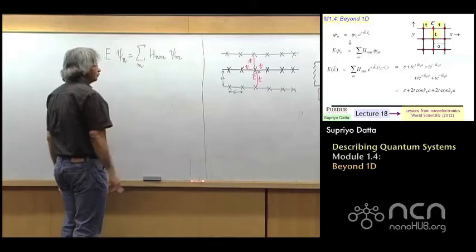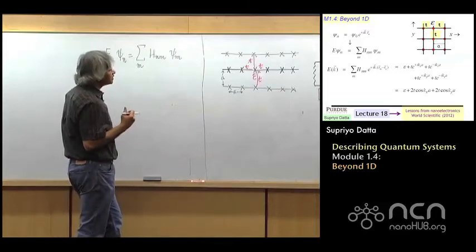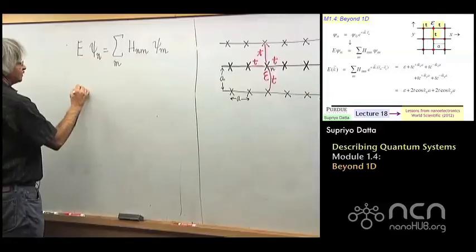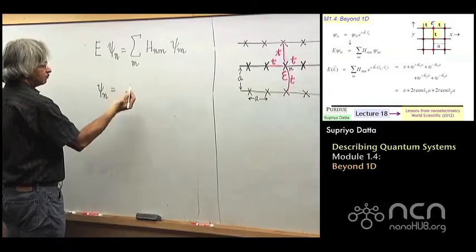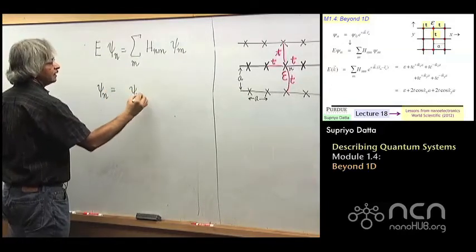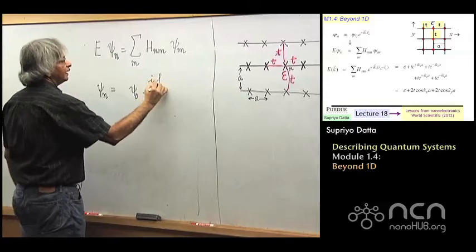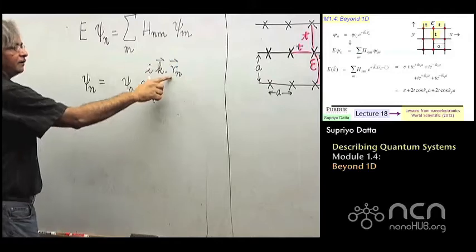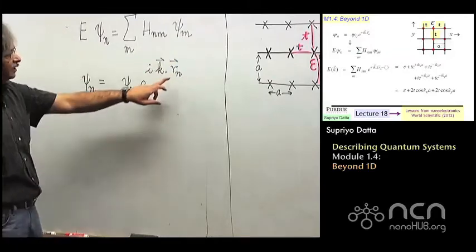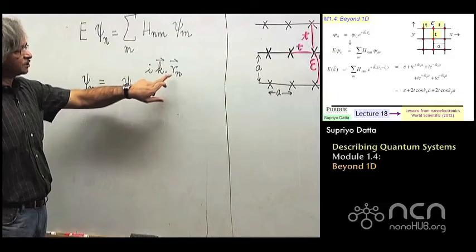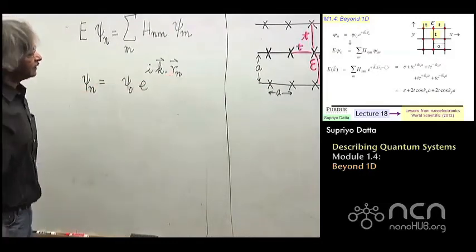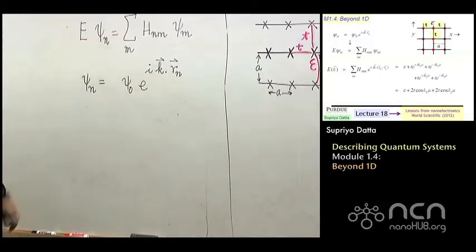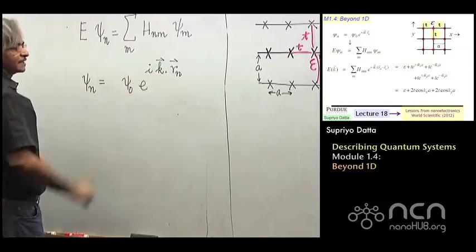Now the point is that because we have a 2-dimensional thing, the solutions that we write would have this following form. Psi n is equal to psi 0 e to the power i k dot Rn, Rn being the location of the nth atom, this position vector. And this solution then, if we substitute it in here, we'd get the EK relation. So this is a generalization from last time.